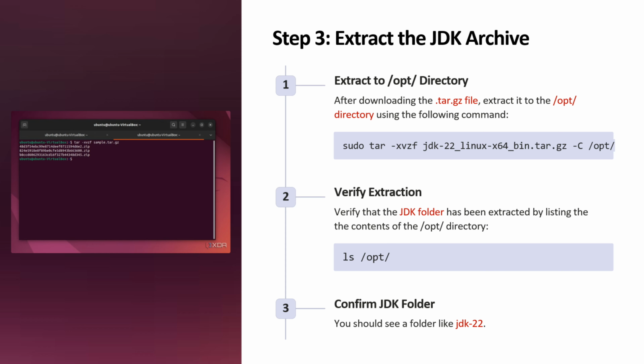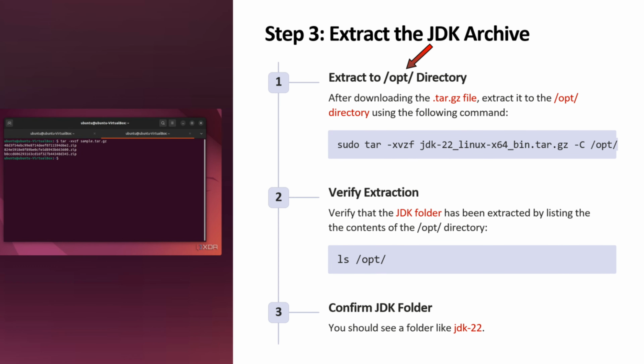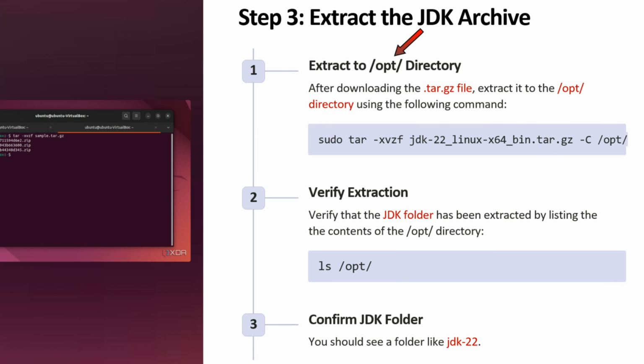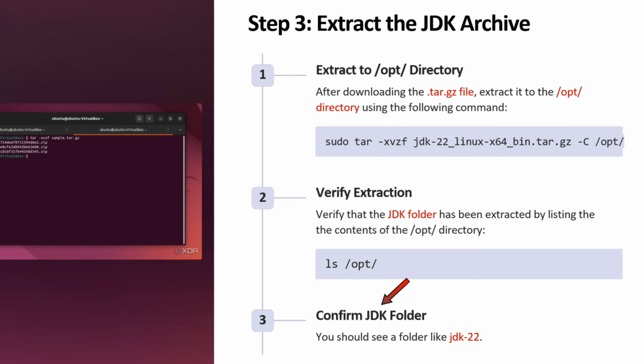Step 3 is extract the JDK archive file. After downloading the tar.gz file, extract it to the opt directory using the sudo tar command. Then verify the extraction using ls opt directory. There you can see the JDK 22 folder.